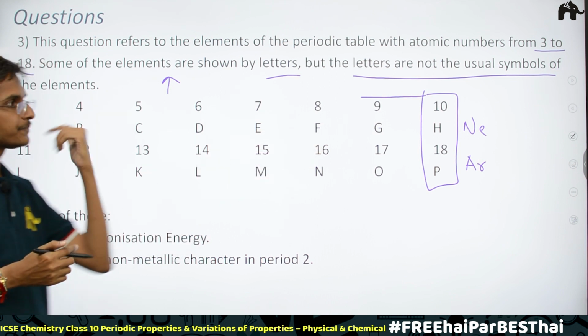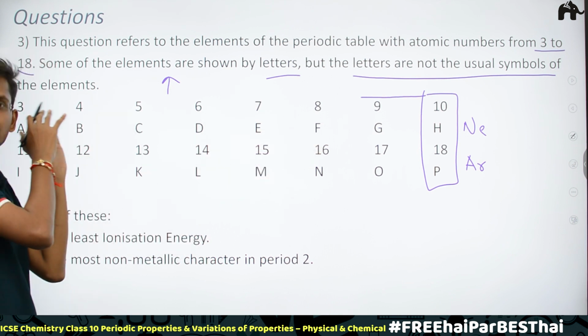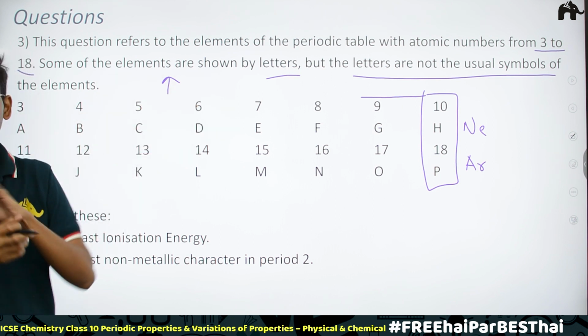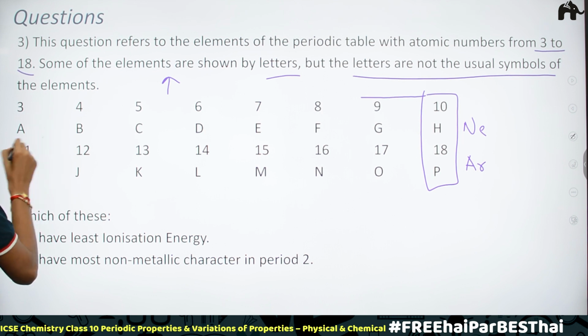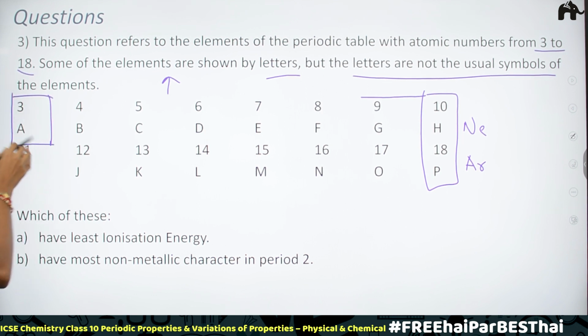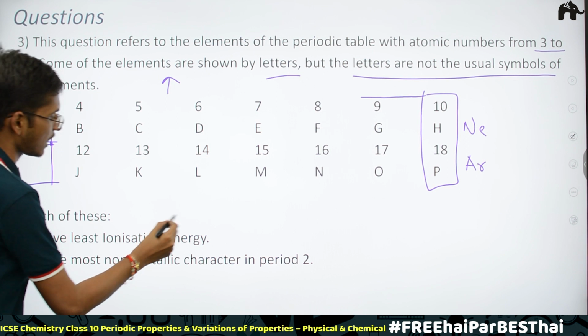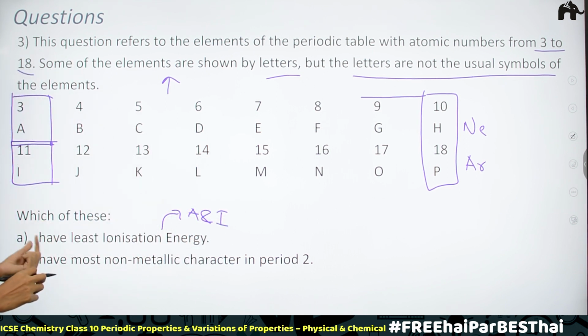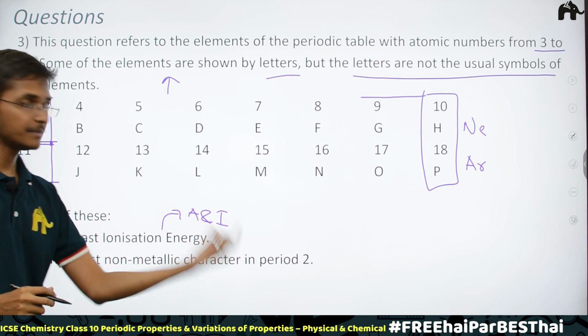Now our question is which would have the least ionization energy. Come back again: the ionization energy would increase from element number 3 to element number 10, so the least would be element number 3. Similarly, in the same way, the least ionization energy in the next period would be for element number 11. So the least ionization energy is shown by A and I. We got our answer.